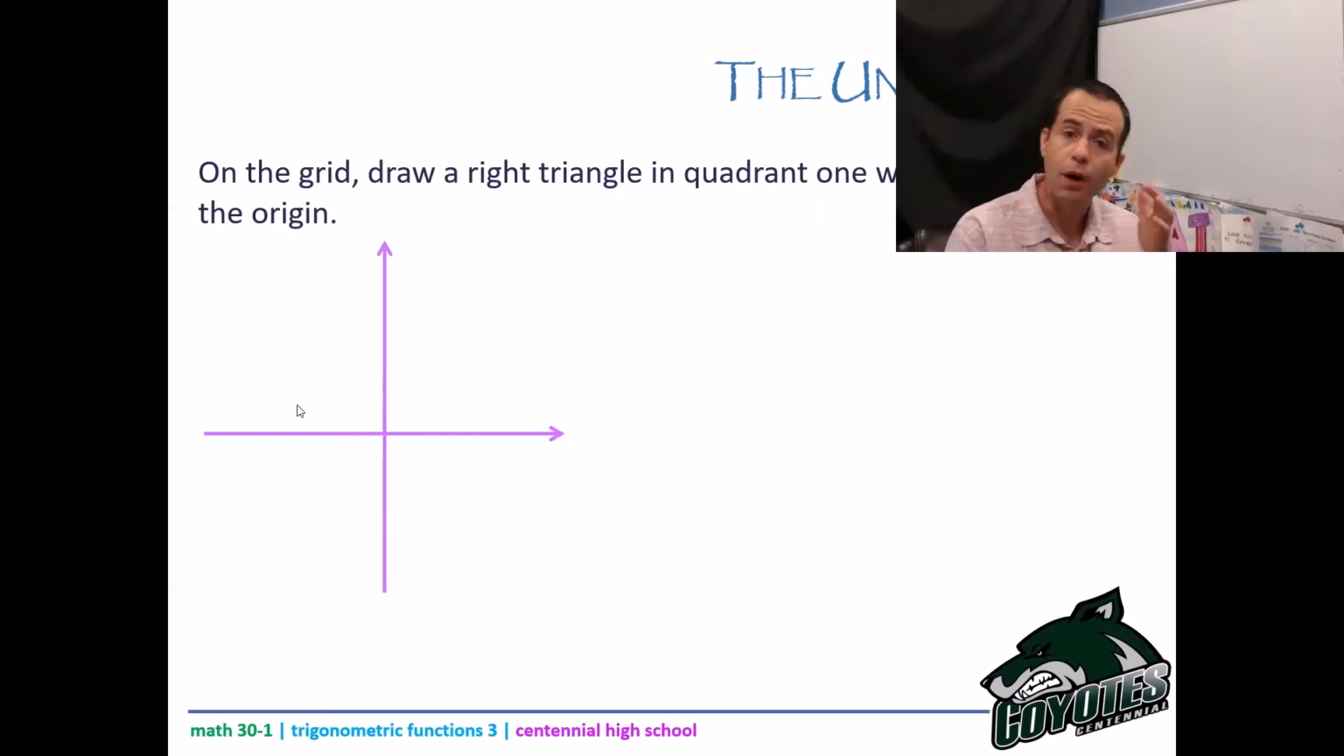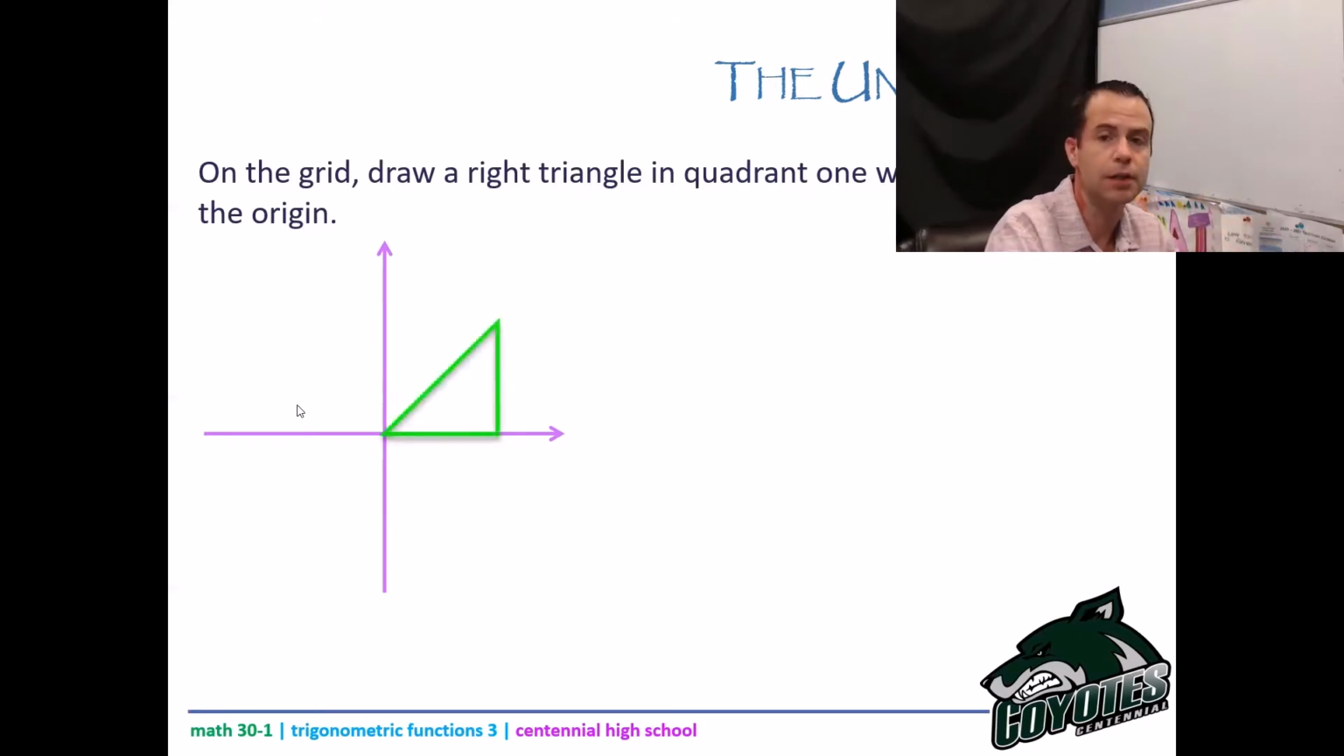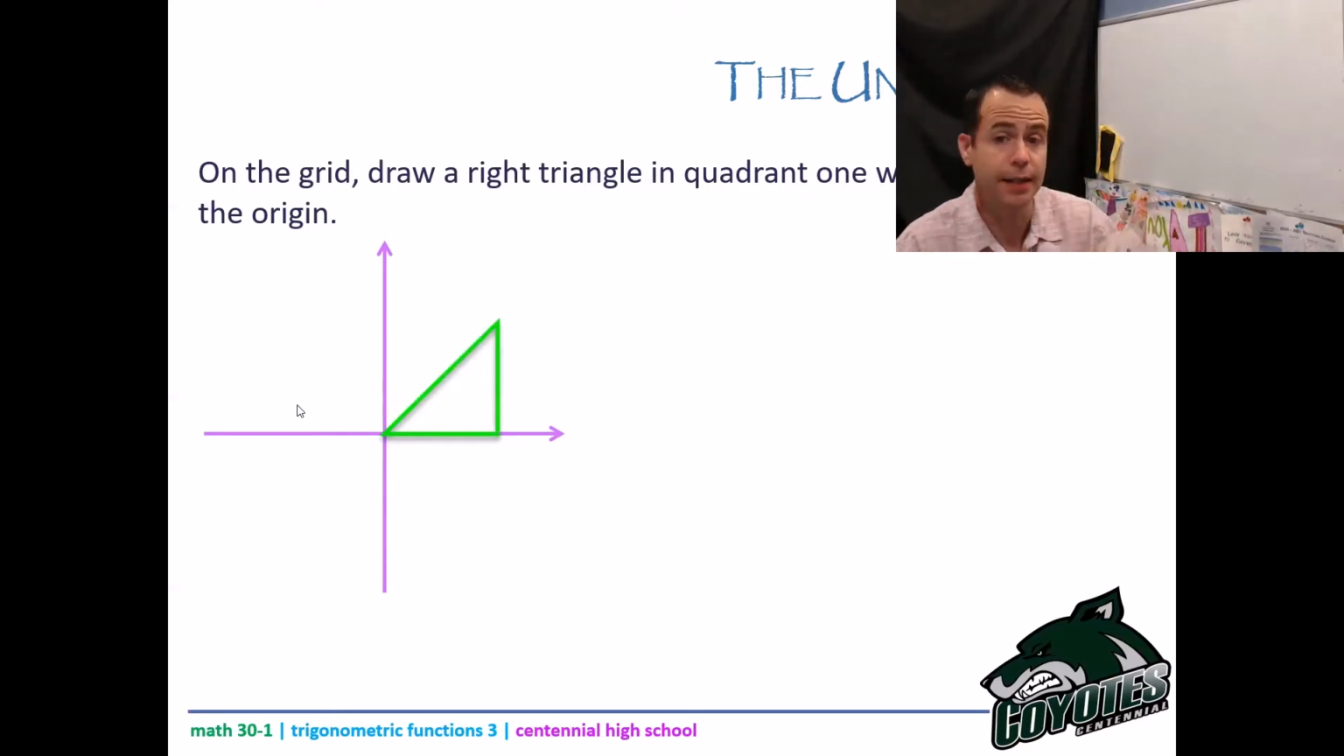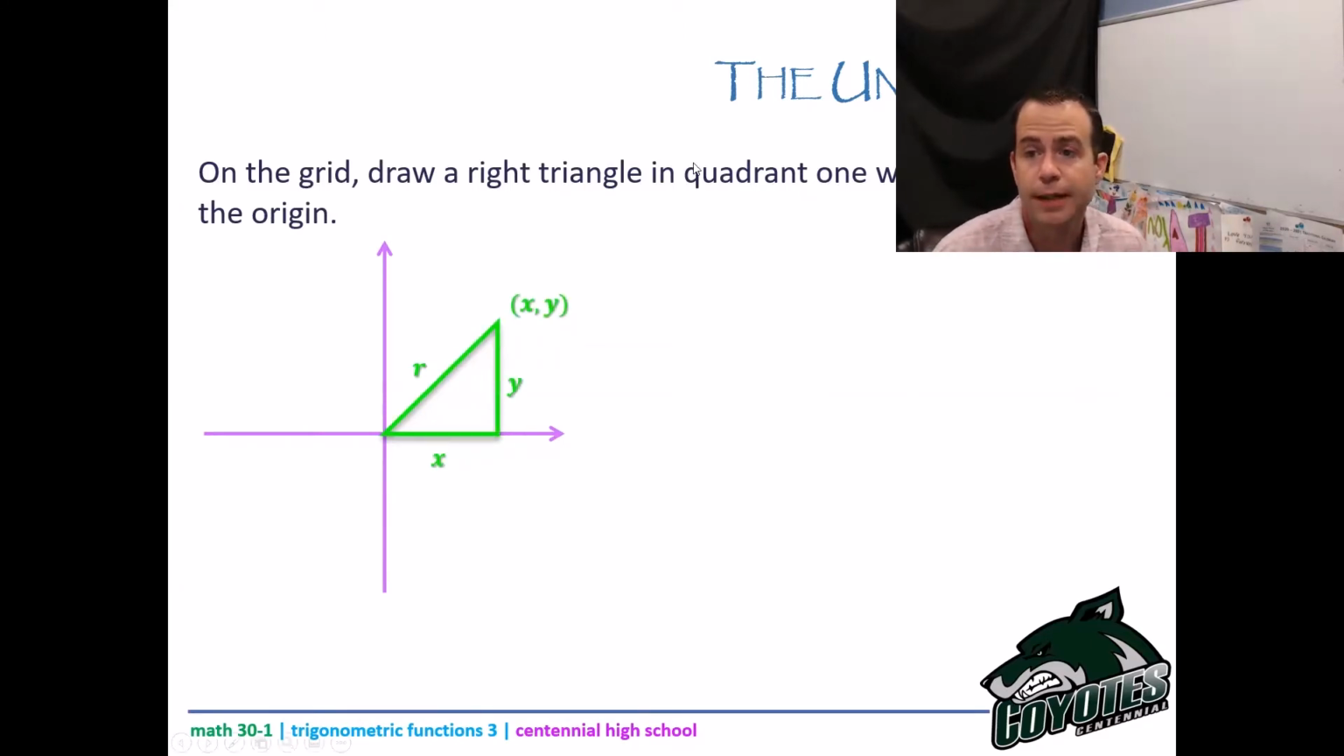Okay, so on the grid, draw a right triangle in quadrant 1 with a vertex on the origin. Easy peasy, there I go, right triangle in quadrant 1, vertex on the origin. Now, I'm going to call the base of that triangle X, the height of that triangle Y, and the hypotenuse R, and that should sound familiar to you because I was doing that with angles in standard position yesterday.